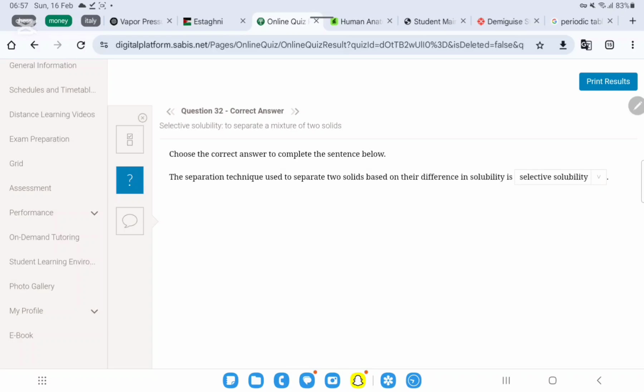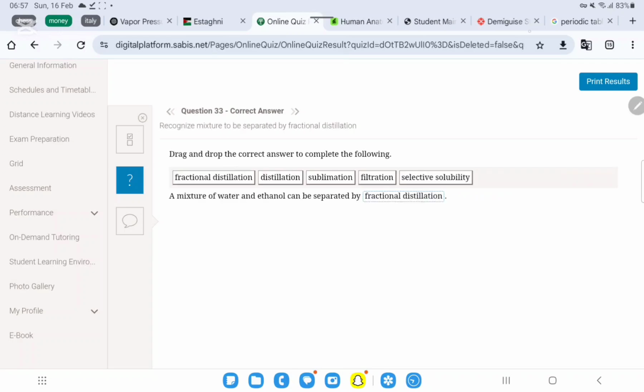The separation technique used to separate 2 solids based on their difference in solubility is selective solubility. Again, this is literally the definition of selective solubility. You need to know it. And they literally tell you the answer in the question: difference in solubility to separate it. So selective solubility. We said this many times before in previous AMS weeks.